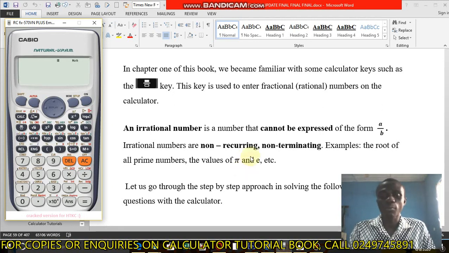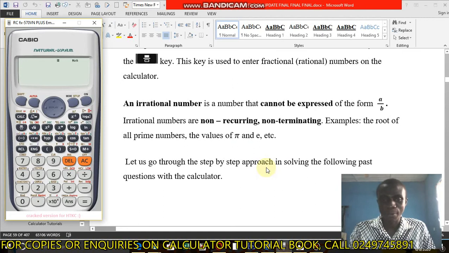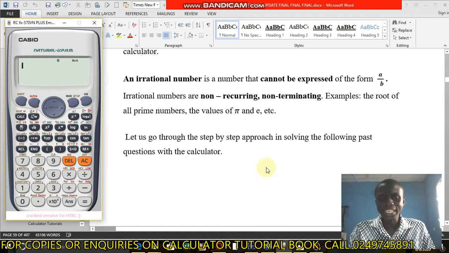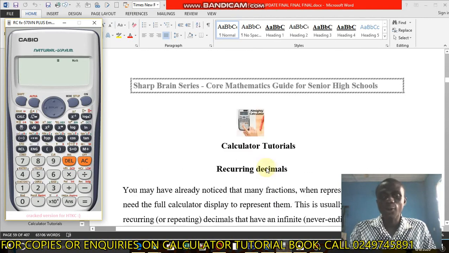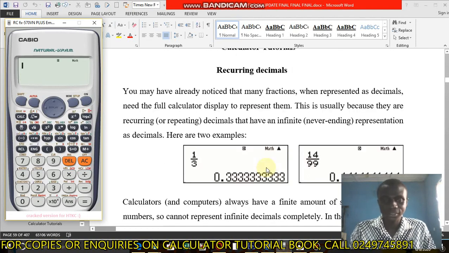You can also recall irrational numbers, as we used to know, is a number that cannot be expressed in the form A over B. Irrational numbers are non-recurring, non-terminating. Examples: the roots of all prime numbers, the value of pi, etc. are all examples of irrational numbers. Let us go through the step-by-step approach in solving the following past questions with the calculator.